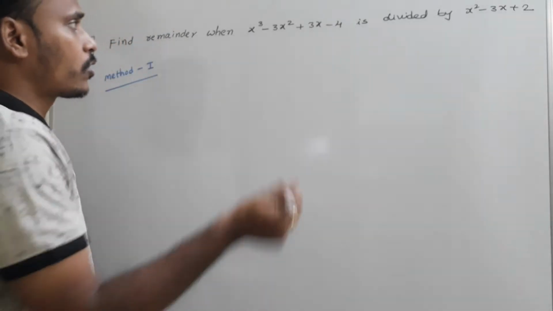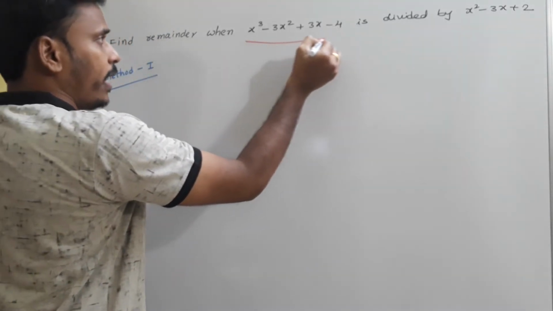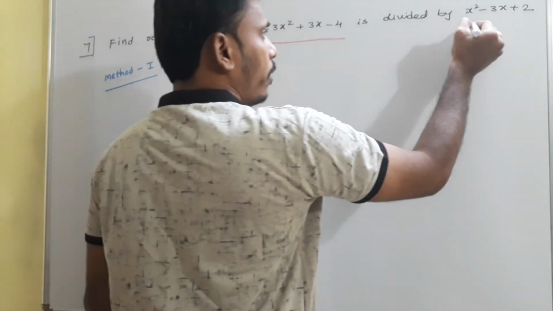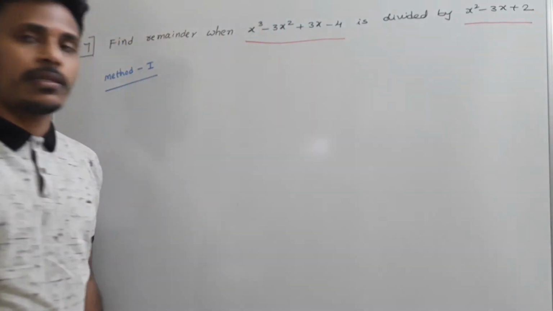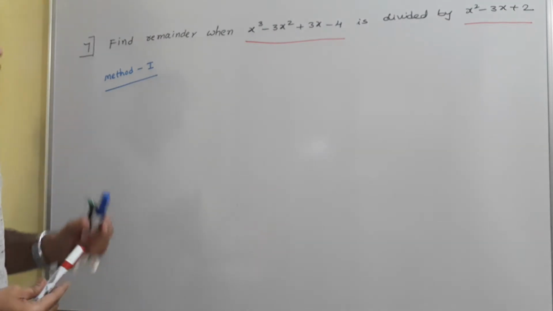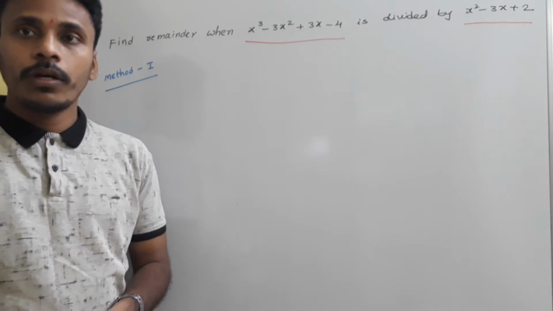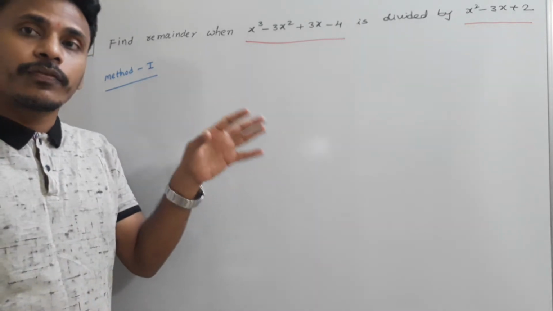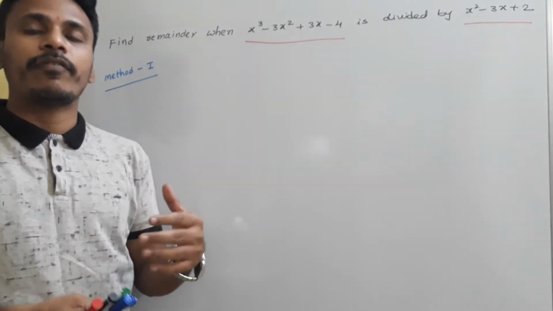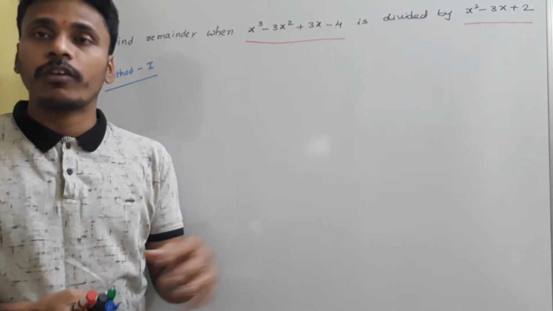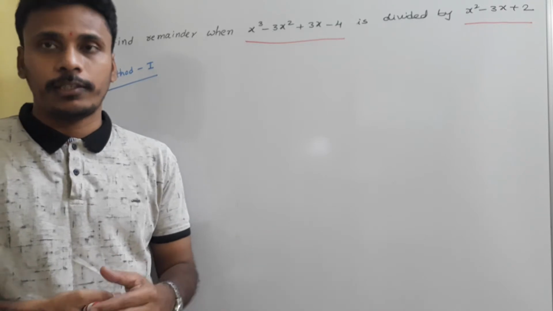When this cubic polynomial x cube minus 3x square plus 3x minus 4 is divided by x square minus 3x plus 2, we are just trying to find the remainder. To find the remainder for these types of problems we have different methods. As per the requirement and the comfort, we need to choose the method.